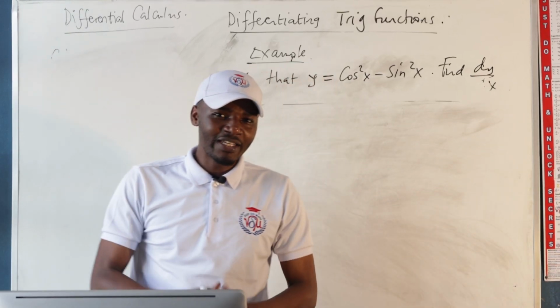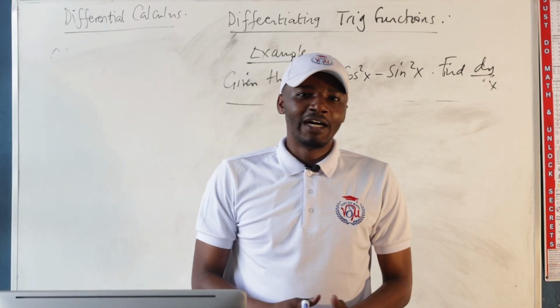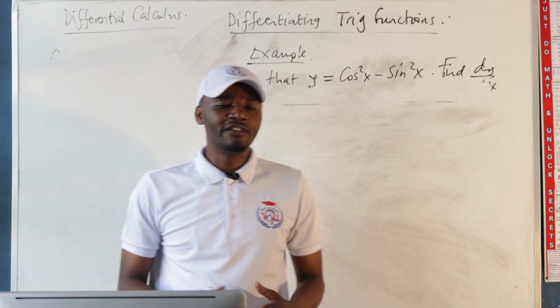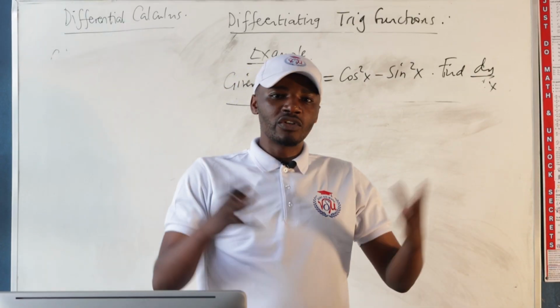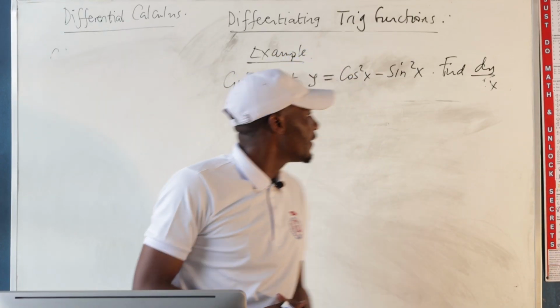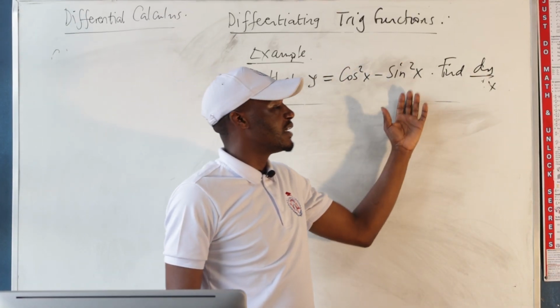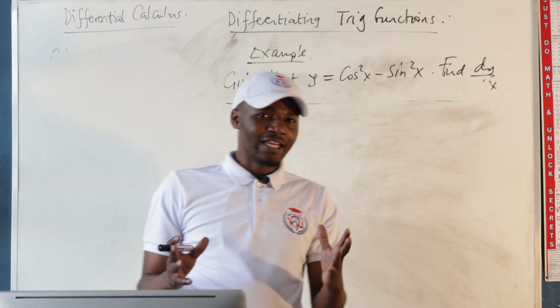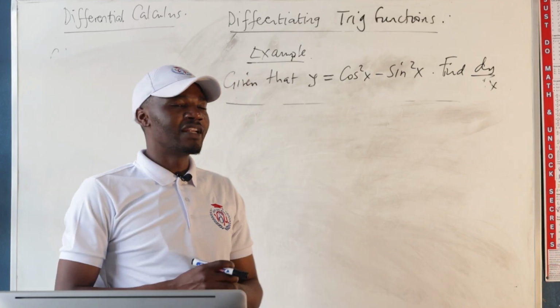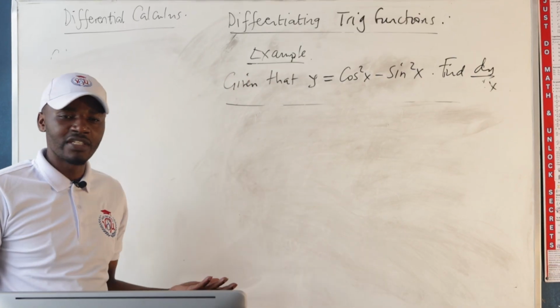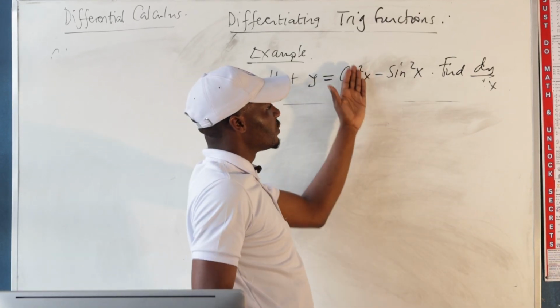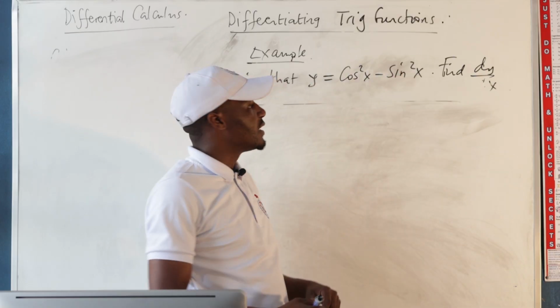Okay, we're going to quickly extend again our understanding, taking a closer look at how best we differentiate trigonometric functions. So we have a problem here. Given that y is equivalent to cos squared x minus sin squared x, find dy/dx. So how best are we going to differentiate this problem? This is quite interesting. So we have y is equivalent to cos squared x minus sin squared x.